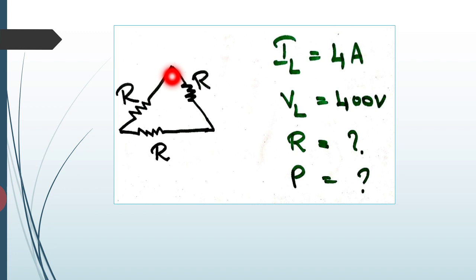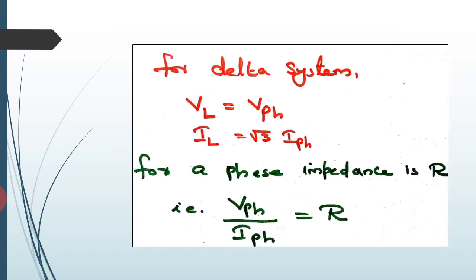So they told that 3 identical resistors, let it be R ohm, are connected in delta. So if we get V phase and I phase of this single branch, then R is V phase by I phase. The given data is I line, 4 ampere, and V line, 400 volt. From this V line and I line, we want to obtain V phase and I phase.